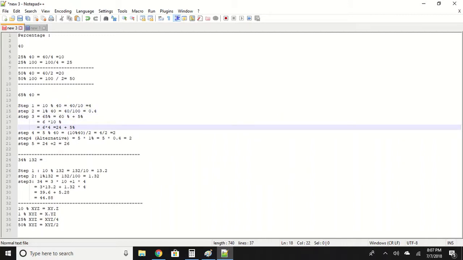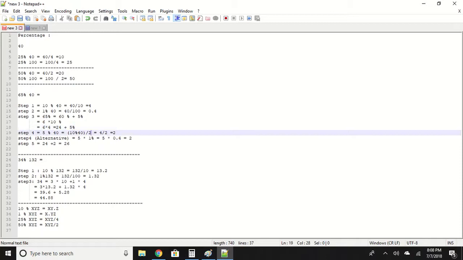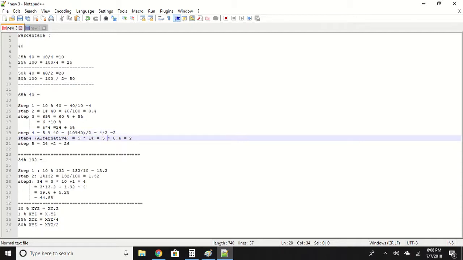And then 5%, we can find that out in 2 ways. The first is to take that 10% of 40, that's 4, and divide that by 2, and we get 5% of it. Or an alternative is you can take 1%, which is 0.4, and multiply that 5 times. That is 5 into 0.4, that's going to be 2. Once you find out 60% and 5%, step 5 is just adding them. That's 24 plus 2, that's going to be 26.